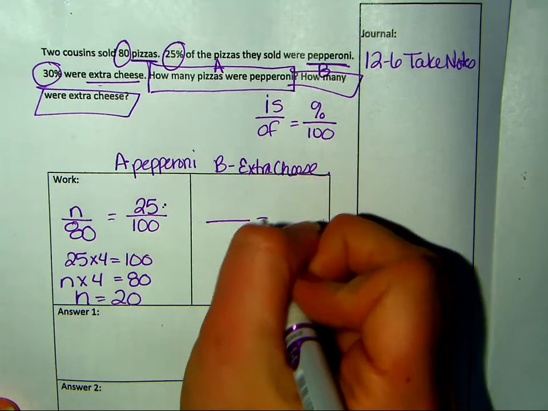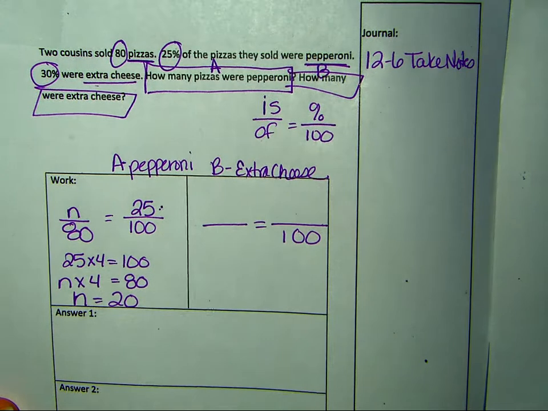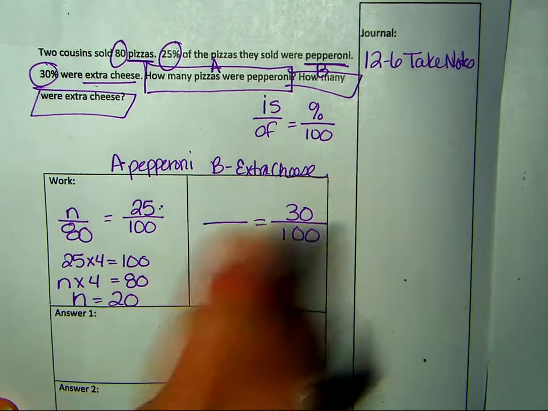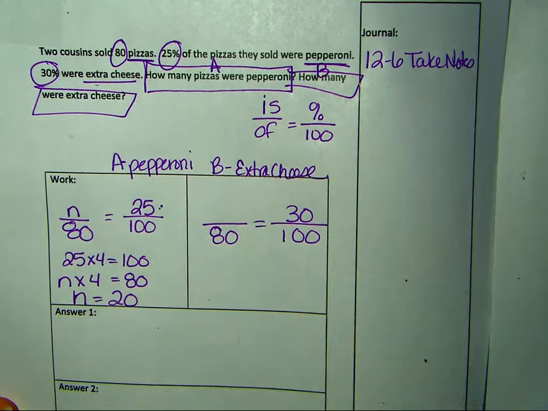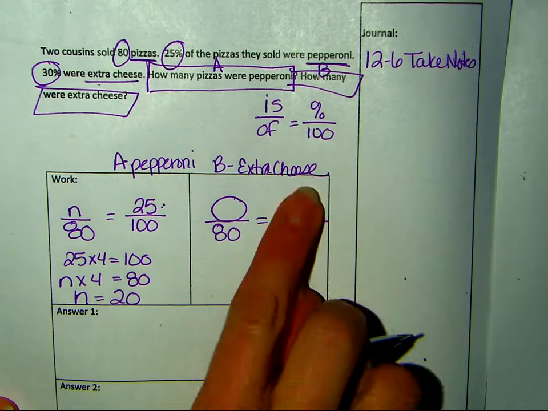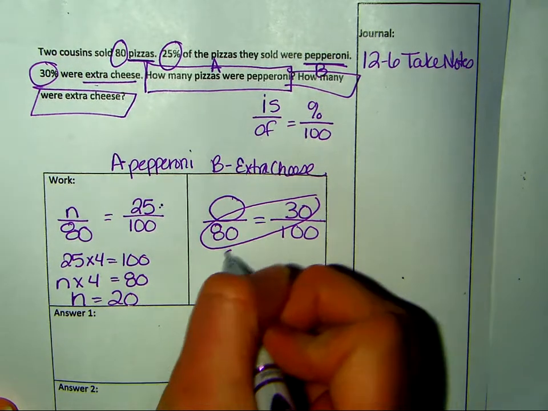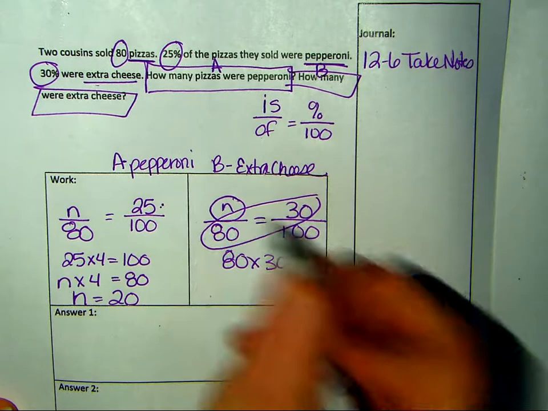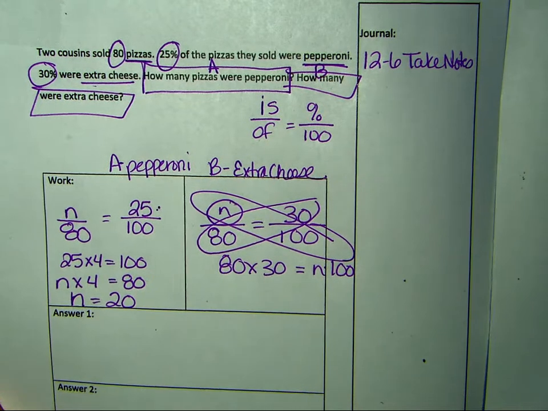Set up this side. We know the percent. We don't. What is the percent of cheese pizzas, guys? 30%. Okay. What is the total pizzas? 80. You're going to figure out this one. There's not a proportional relationship we can use. So you have to use cross product. You're going to do this times this equals this times this. All right, guys, you're going to solve that on your own.